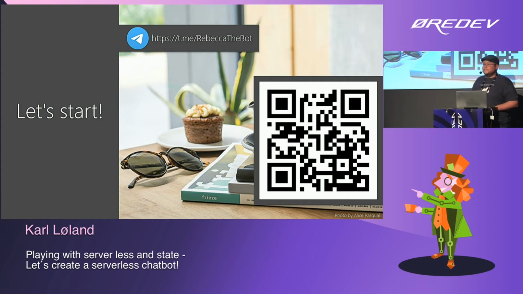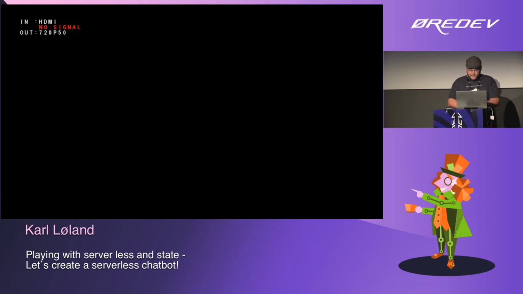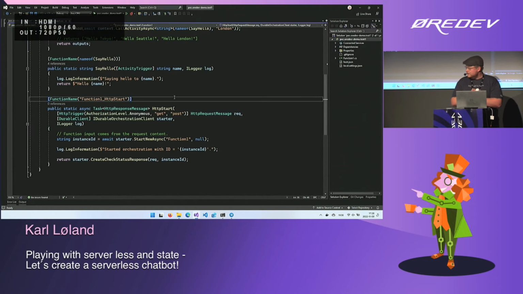So if you like, you can find a Telegram bot called Rebecca the bot, or use this QR code, or search after a bot that is called Øredev something. I can't remember what I named it. And you can test it along as we go, and I deploy stuff. So let's see when the screen comes back on.